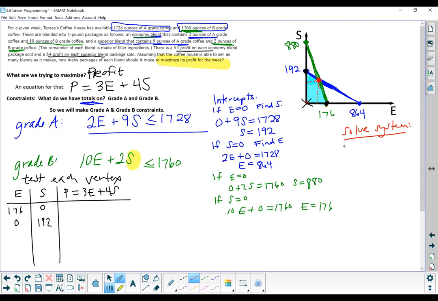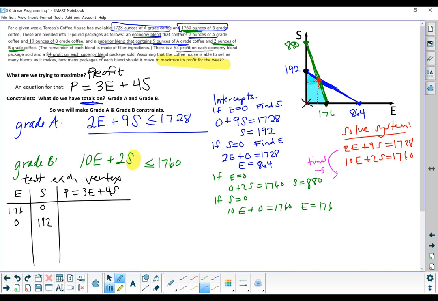So our two equations are, and it is right on the edge of the lines, so we have 2e plus 9s equals 1728, and we have 10e plus 2s equals 1760. Again, I use equal here instead of less than because I know that vertex is right on the edge, and that's where it's equal to 1728. So let's multiply this equation by -5, and then I'm going to write it beneath so that I can add it together. The reason I'm doing that is to eliminate the e's.